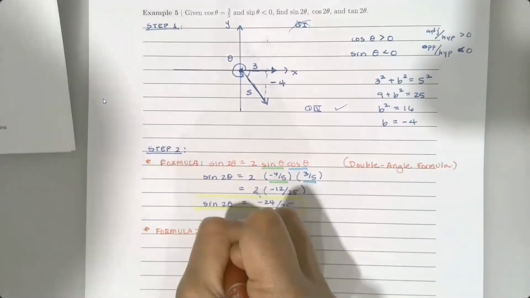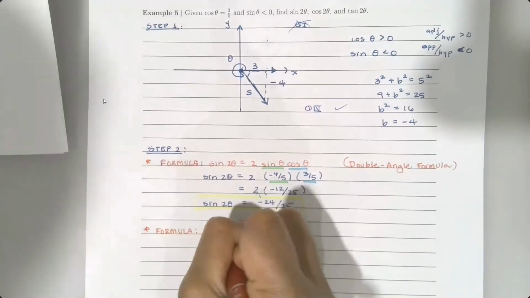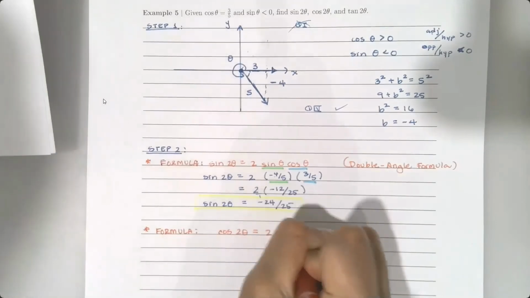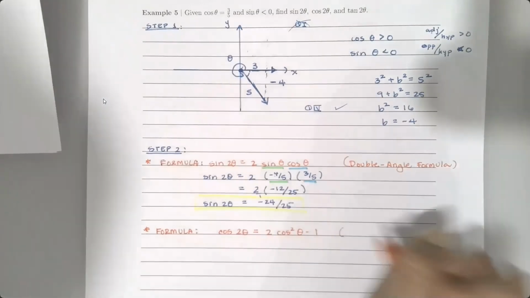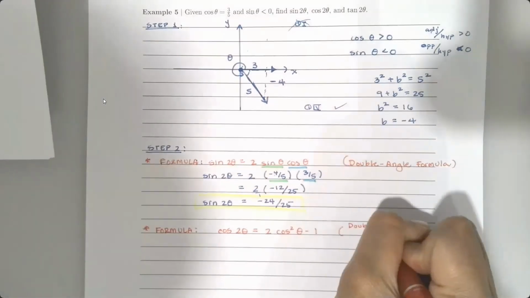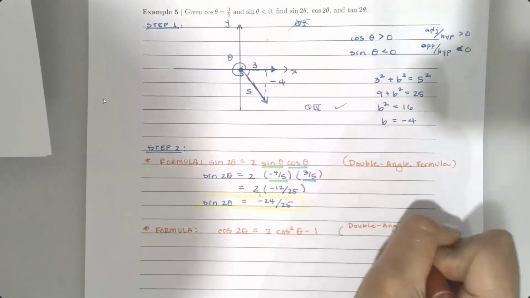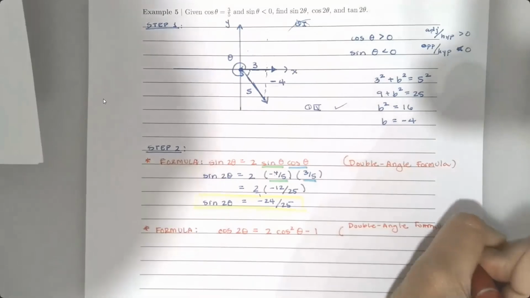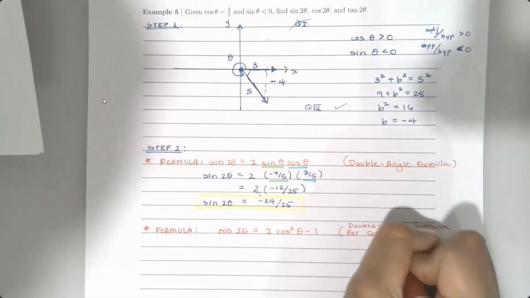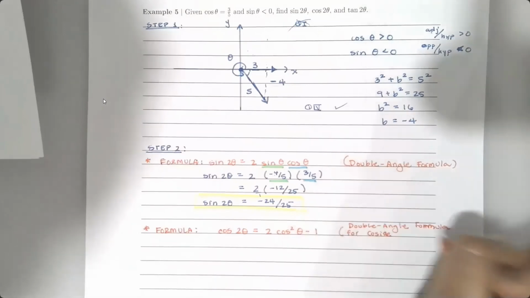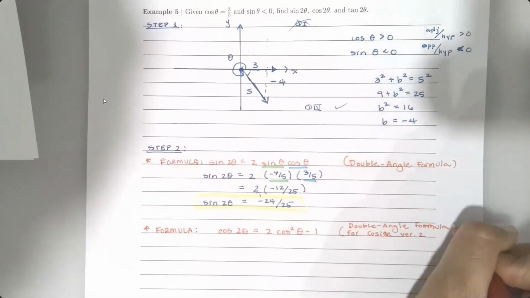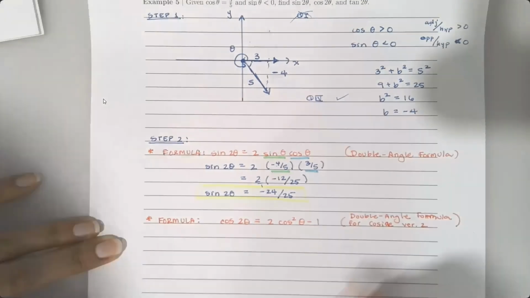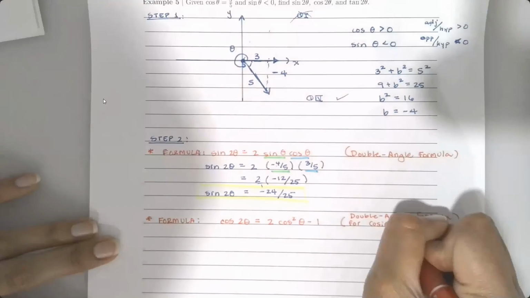And that is cosine of 2 theta is equal to 2 times cosine squared theta minus 1. Okay, so let me write, this is the double angle formula for cosine, and this is version 2. So if you want to go back and refer to the formulas, that's where it's coming from.